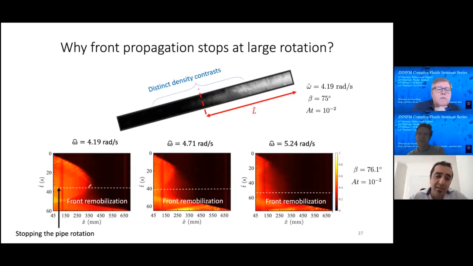In this experiment, we stop the rotation at a certain time after the large-scale propagation of the front has stopped. What we observe is that the previously stagnant front gets remobilized when the rotation has stopped. This implies that the rotation alone, the mixing alone, and the reduction of the buoyancy force cannot alone explain the complete stoppage of the flow.